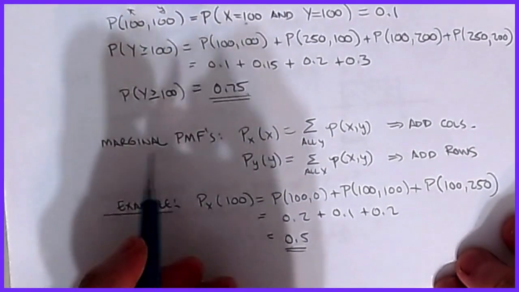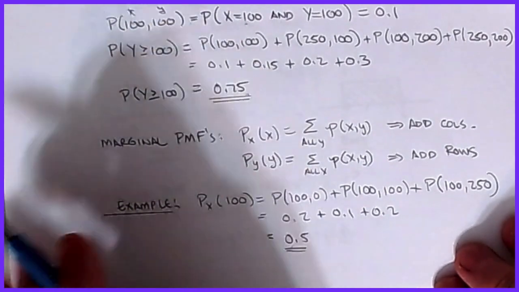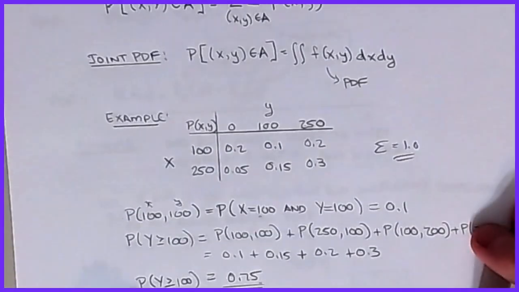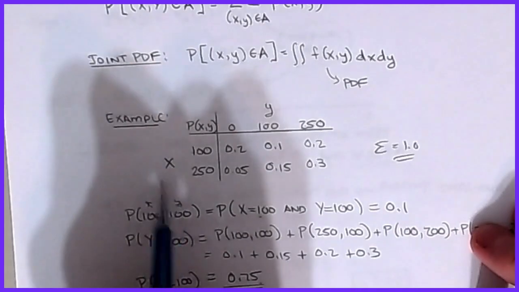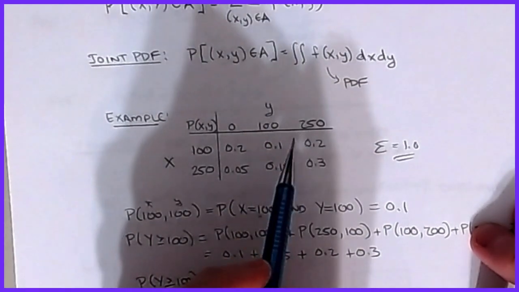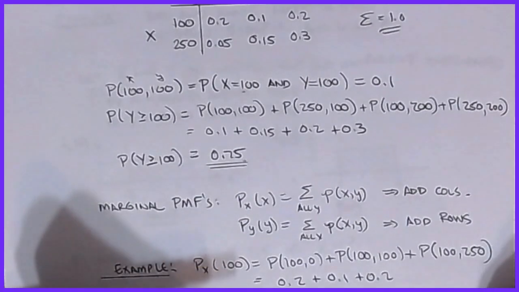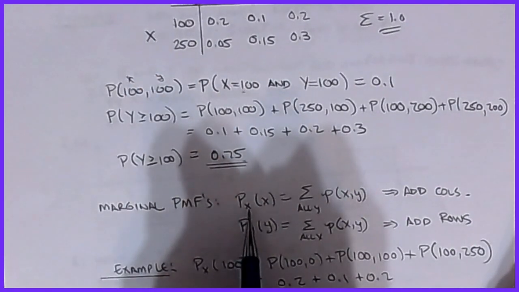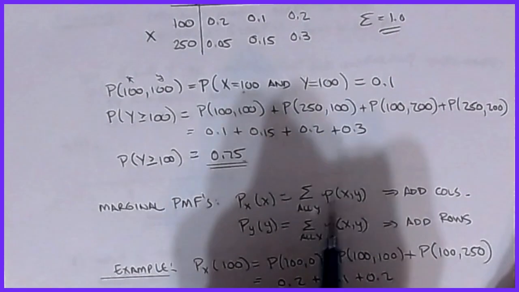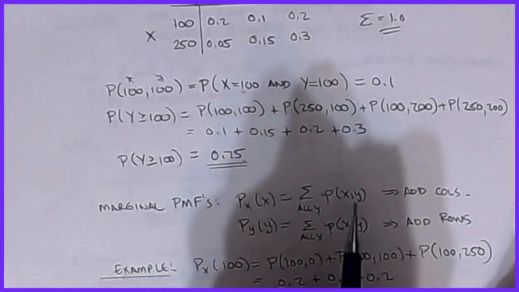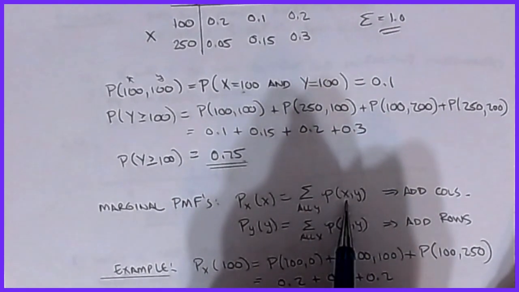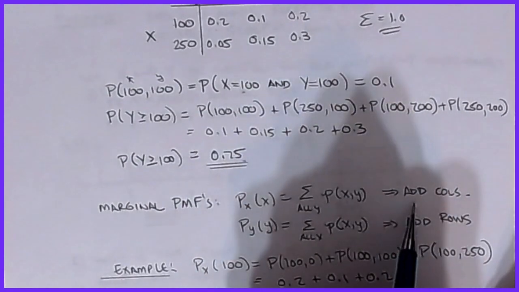Okay, and so the marginal PMF is basically a way of taking a joint distribution and compacting it so that it's only based off of x, or only based off of y, if I don't care about one or the other of the variables. All right, so if we look at the marginal for x, it is the sum over all y values of the probability values on that x value. So basically what we're doing is adding the columns.